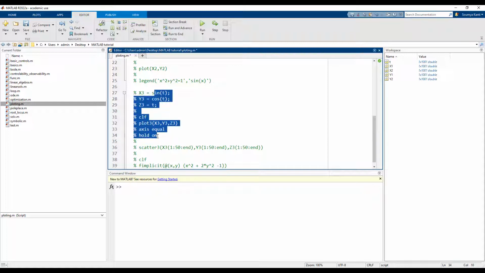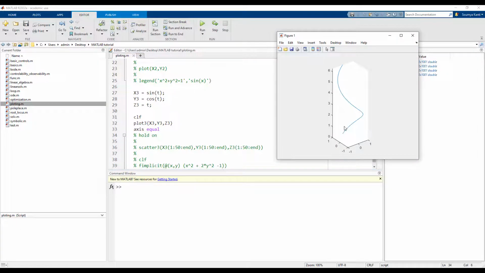Here I'm taking an example. I'm plotting a helix. The helix in parametric form is sine t, the x component, cos t, the y component, and t, the z component. If I want to plot it in 3D, I use plot3, then x comma y comma z. Now if I run this, you will see this is a helix.